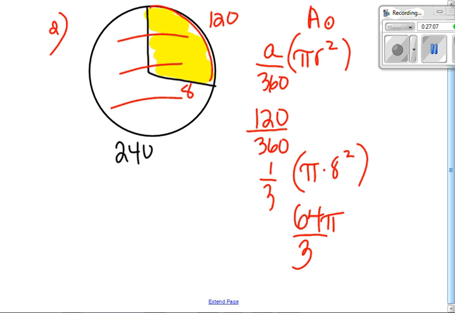Okay, Cole. What's wrong with 64 pi over 3? This is about 3. It's about 64.